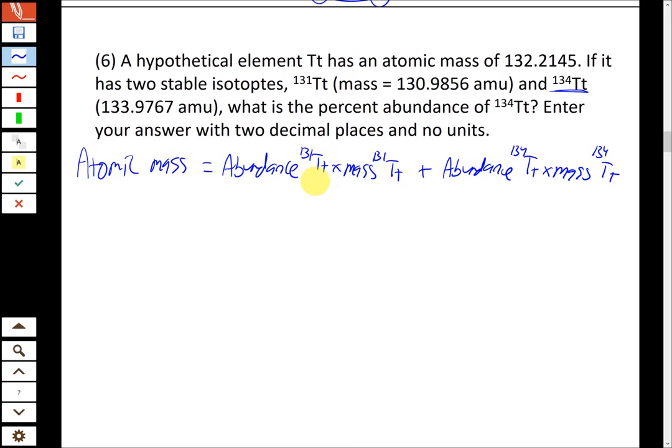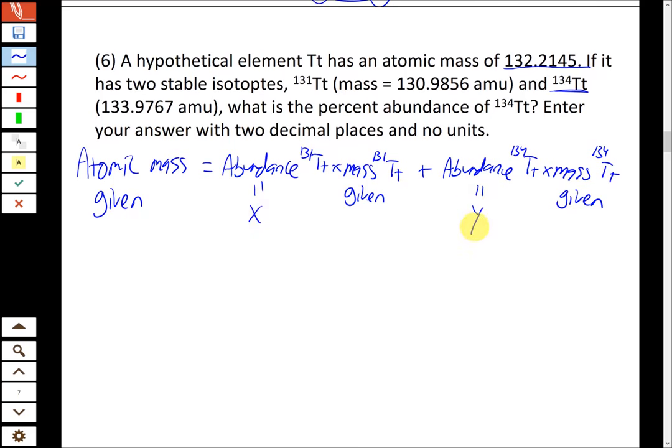So in this problem here, we were trying to find this abundance here, but we don't know either of them. So our given information is the atomic mass. We gave that as 132.2145. And the masses of the two isotopes are given. So let's keep track of what we already know. But what we don't know is either of the abundances, and we're trying to find one of those two. So we'll call these our unknowns, x and y.